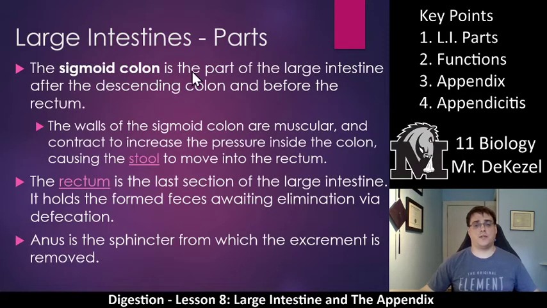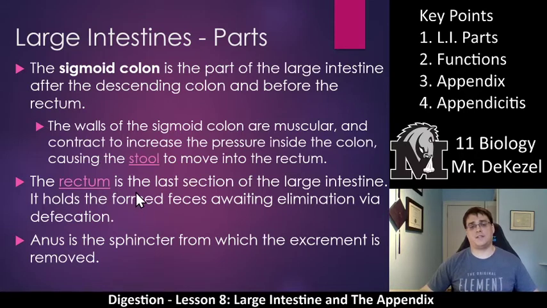The sigmoid colon is the part of the large intestine after the descending colon and before the rectum. It is an S shape, that's why it is known as the sigmoid colon. And remember to pause and write these things down, as it's very important information. The walls of the sigmoid colon are muscular and contract to increase pressure inside the colon, causing the stool to move into the rectum. So essentially that's what happens when you push, that you're activating your sigmoid colon.